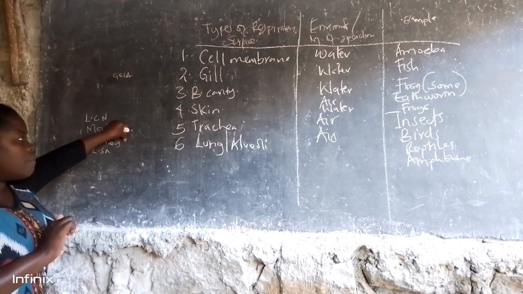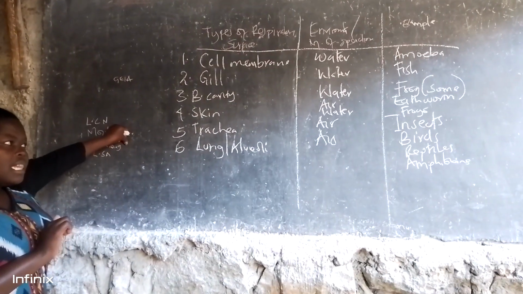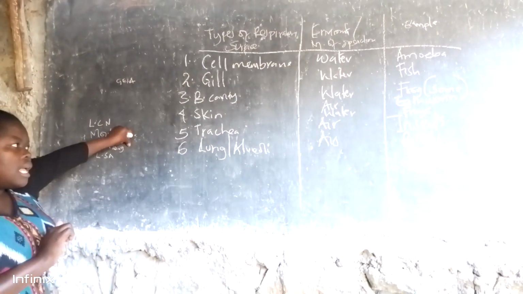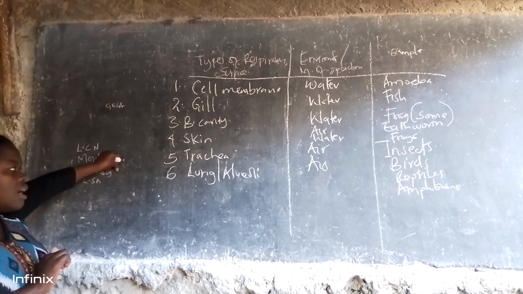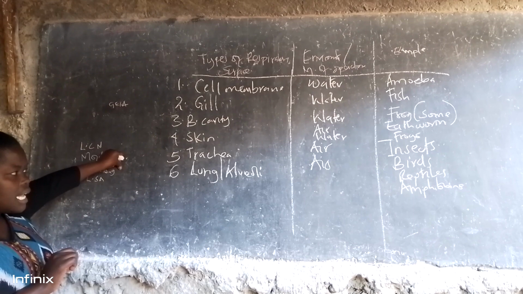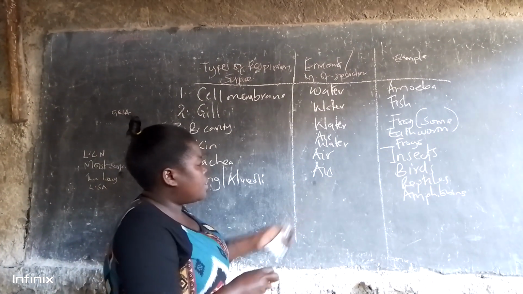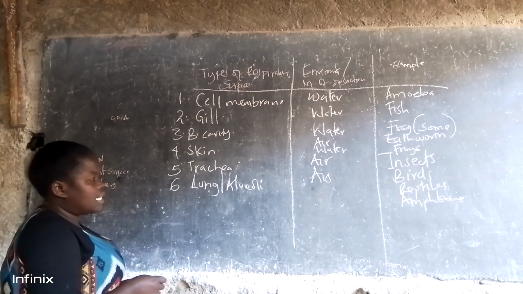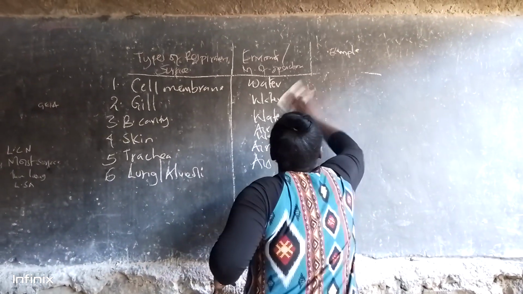Then you have the skin. The skin's environment is air and water. A good example for air is earthworm, and for water, frog. Then you have the trachea, the environment is air, insects. Then lungs, alveoli, the environment is air. Good examples are birds, reptiles, and amphibians. So we are going to continue from there.